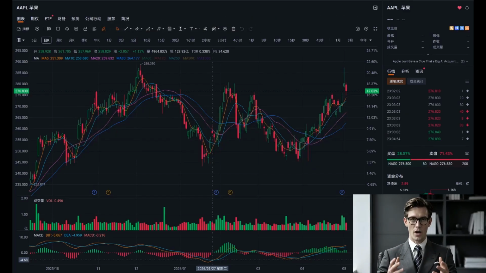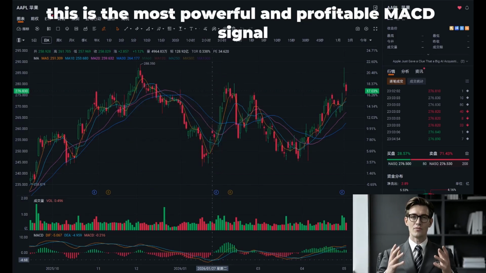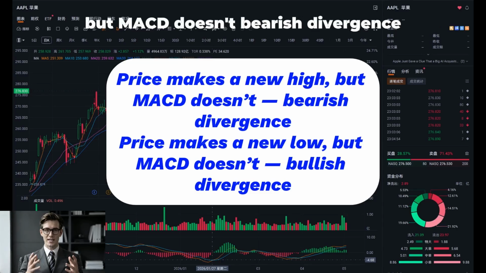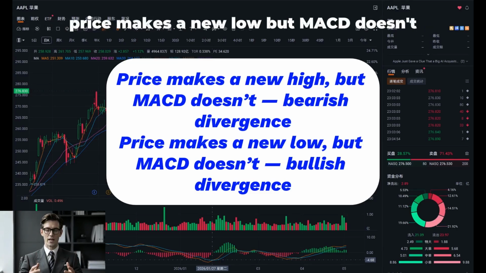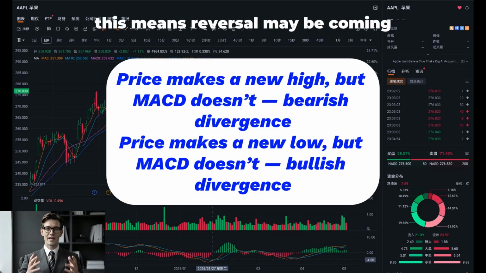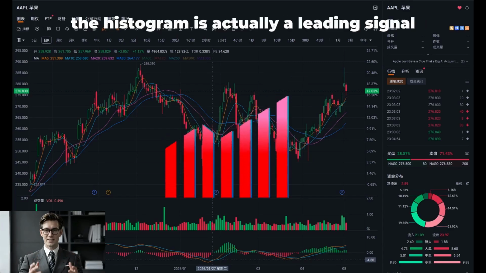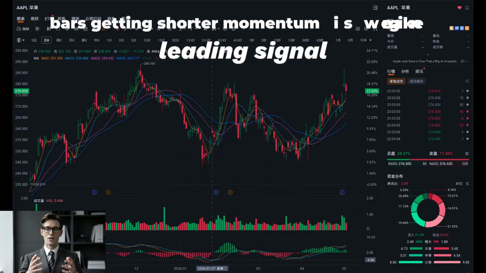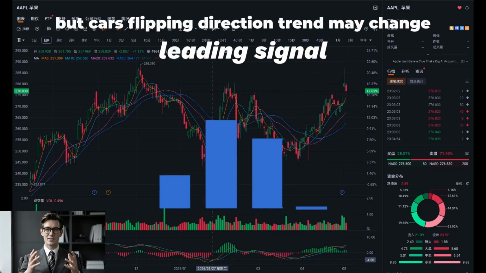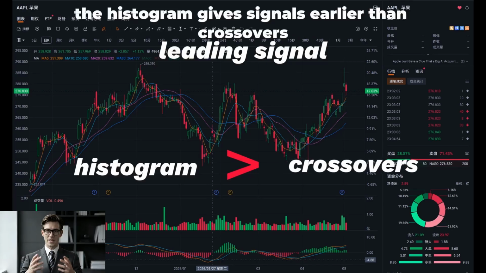The third point: this is the most powerful and profitable MACD signal. Price makes a new high, but MACD doesn't: bearish divergence. Price makes a new low, but MACD doesn't: bullish divergence. This means a reversal may be coming. The fourth point: the histogram is actually a leading signal. Bars getting shorter, momentum is weakening. Bars flipping direction, trend may change. Very often, the histogram gives signals earlier than crossovers.